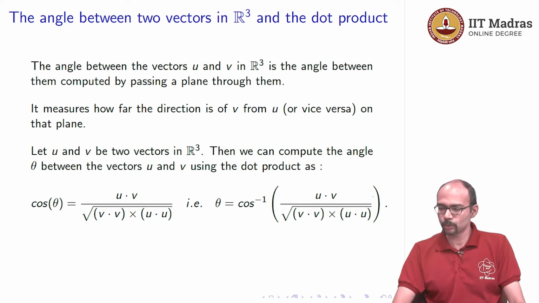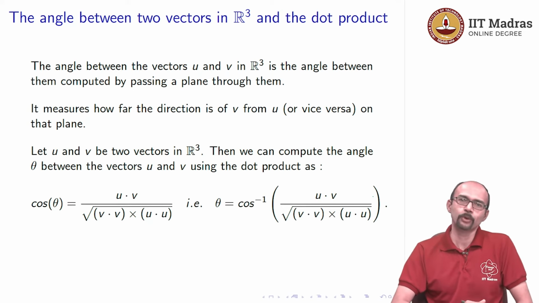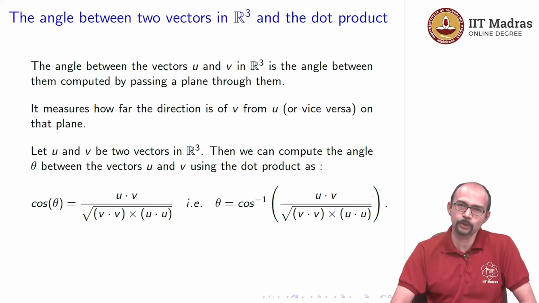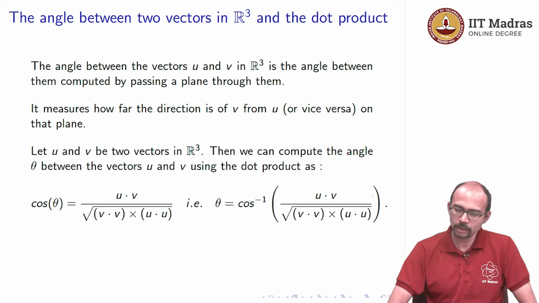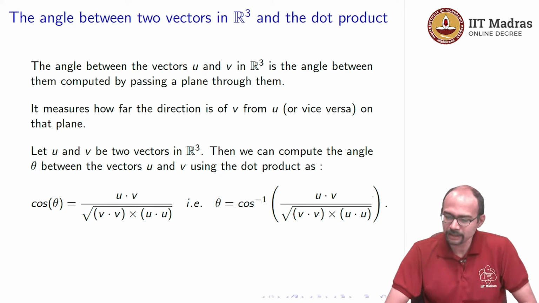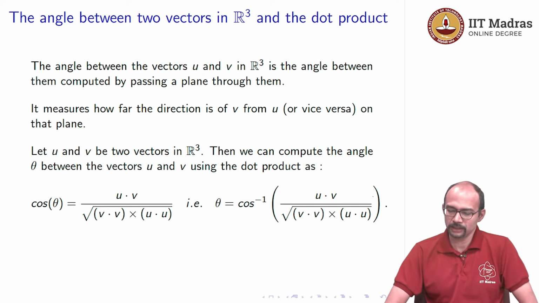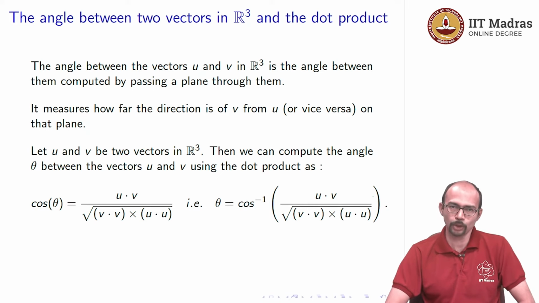So we have seen this formula before in R2, and the same idea holds for R3. If u and v are two vectors in R3, we can compute the angle theta between these vectors using the dot product as follows: cosine of theta is u dot v divided by the square root of v dot v times u dot u.